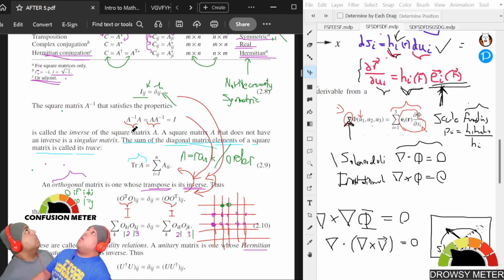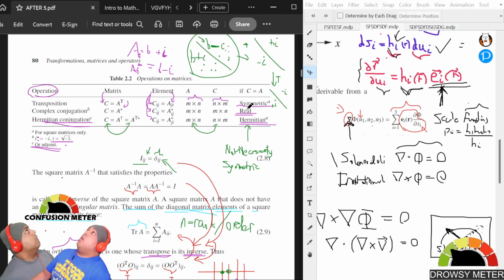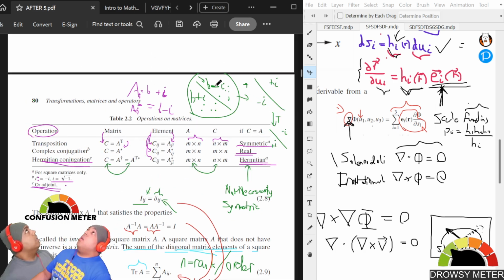Okay. Hmm. Is it real? If we conjugate it, it remains the same. Does that mean it was real? I don't think so. Does it? I don't think so. It's for sure square.